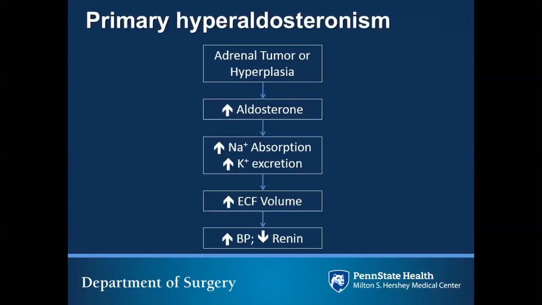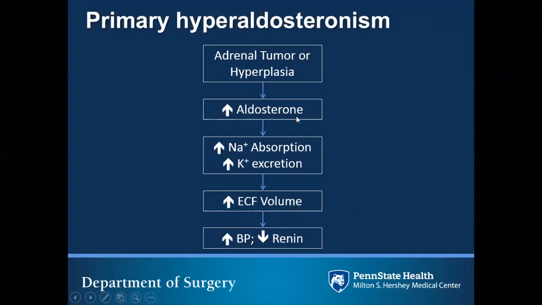To go a little bit into the diagnosis of Conn's syndrome, or primary hyperaldosteronism, is when you have an adrenal tumor or hyperplasia bilaterally that makes excess aldosterone. As I mentioned before, aldosterone leads to sodium absorption and concurrent potassium excretion by the kidney. Water will follow the sodium and you increase your extracellular fluid volume. With that increased volume, you will have increased flow through the afferent arterioles of the glomerulus, and the juxtaglomerular cells will decrease its renin production.